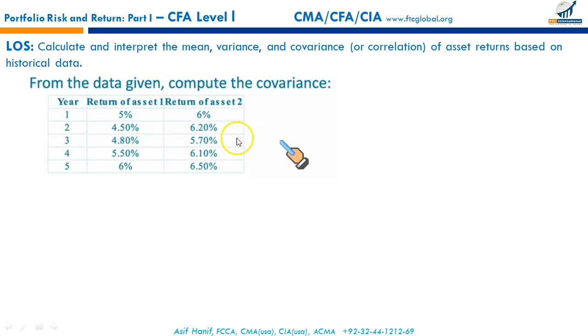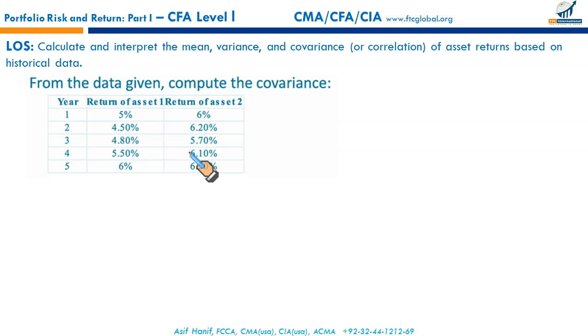So here we have two assets. These are the returns on asset 1: 5, 4.5, 4.8, 5.5, and 6. And these are the returns on asset 2 in the corresponding years 1, 2, 3, 4, 5, right? Now we would like to calculate the covariance between these two returns. We just want to measure how these two asset returns are related, how they move together relative to their individual mean values over a period of 5 years.